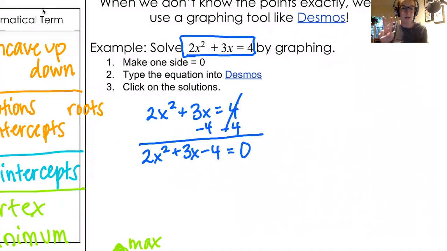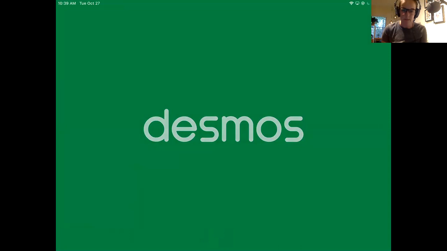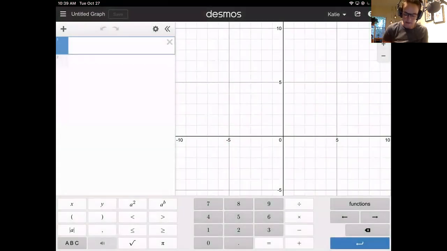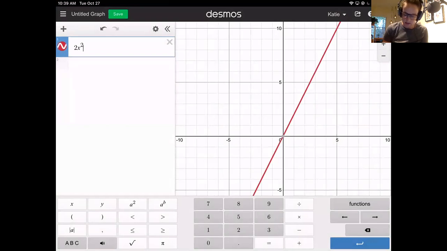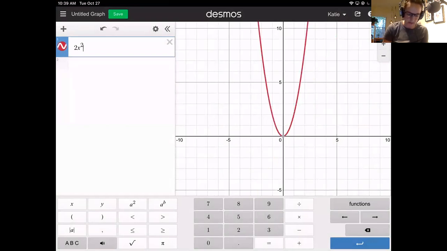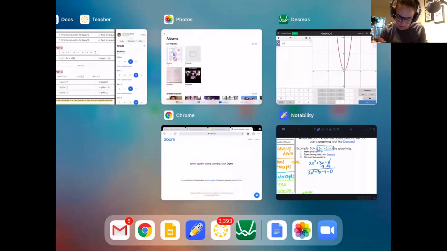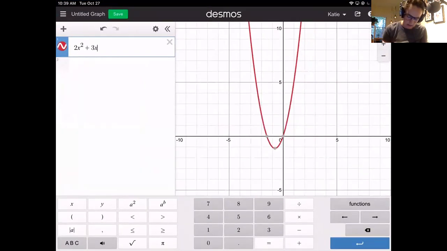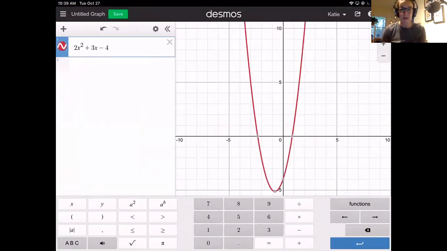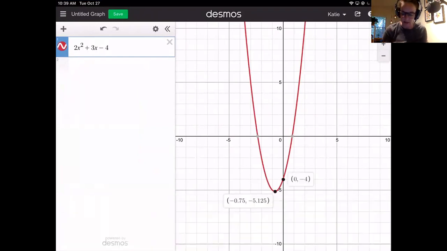And then the second step is to type the equation into Desmos. So I'm going to go ahead and open up my Desmos app here. There we go. So I have 2x squared plus 3x minus 4. I can see that parabola shape, right? I can see that I have my vertex, my y-intercept, my x-intercepts here.